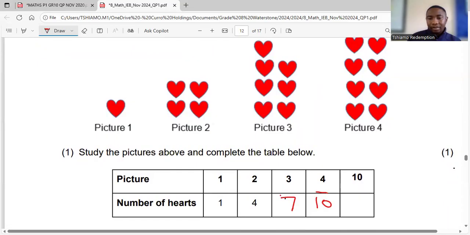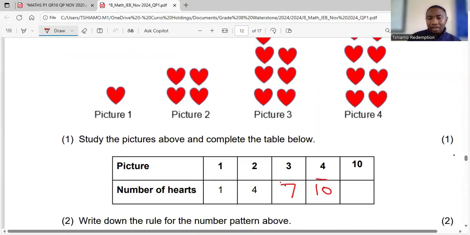There are 10. So how many will picture 10 have? So how much are we adding now? We're adding 3 all the time. So picture 4 is 10. Picture 5 will be 13. Picture 6, 16, 19, 22. So picture 4, 5, 6, 7, 8, 9, 10, 27.